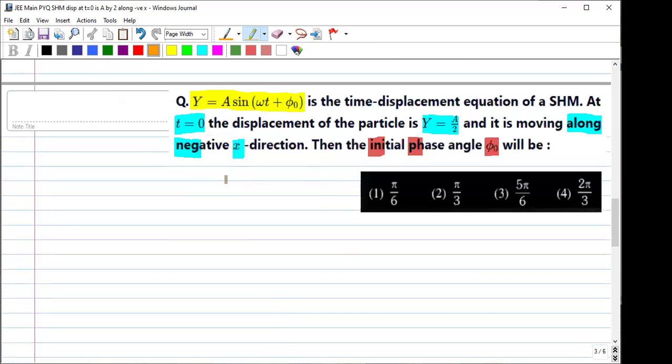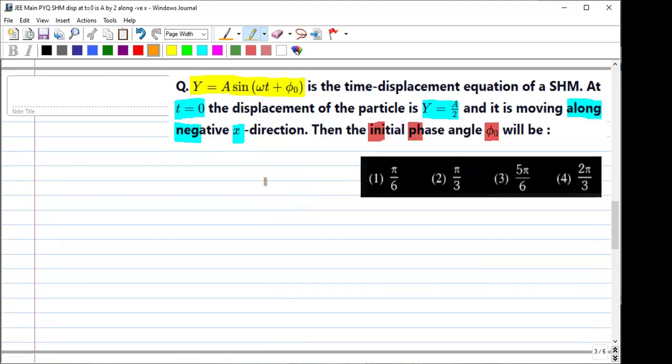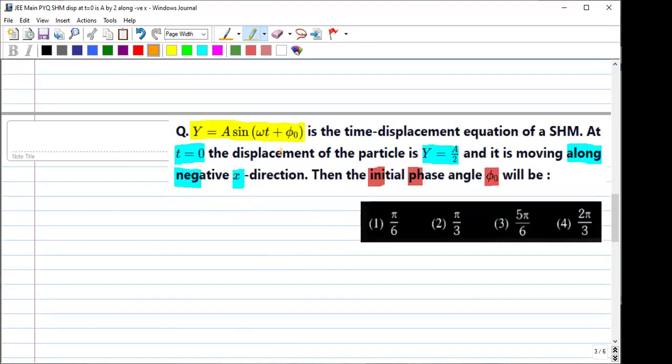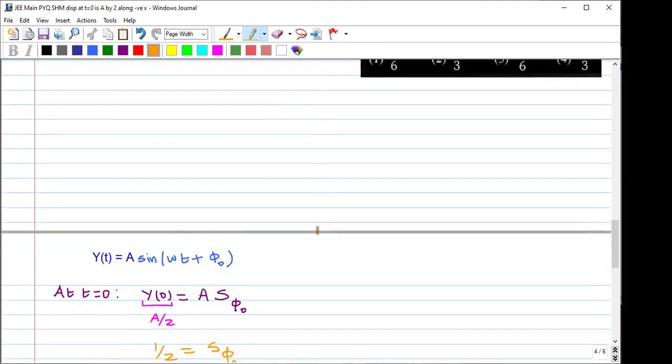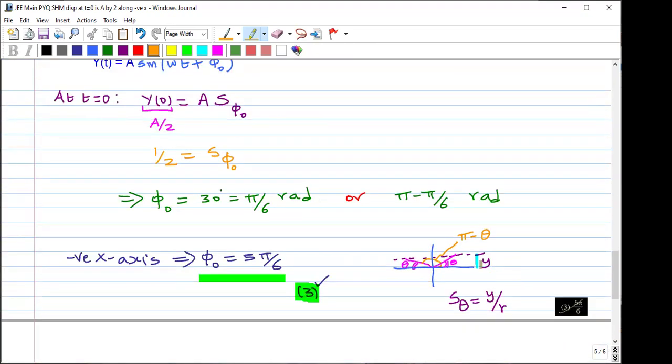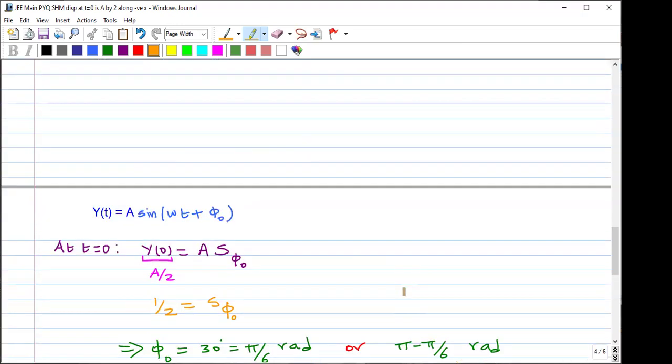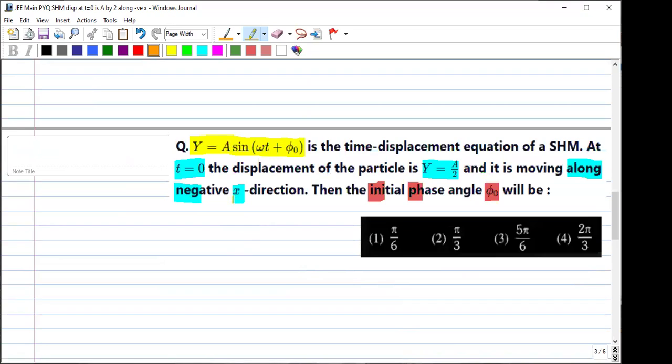But the more appropriate wording of this question should be negative y direction instead of x direction, because this SHM is a 1D motion. Here the motion is along the y-axis. So at this point, as time increases, it's going up. So it's along the positive y direction. At this point, as time increases, it's going down. So along the negative y direction. So this question will be more appropriate if it had mentioned negative y direction.